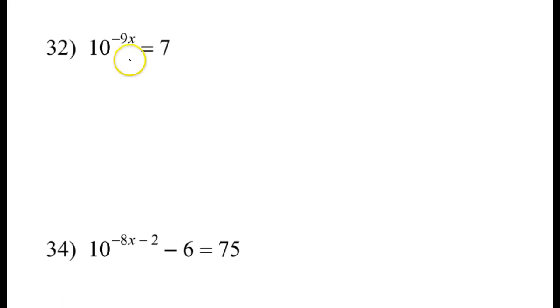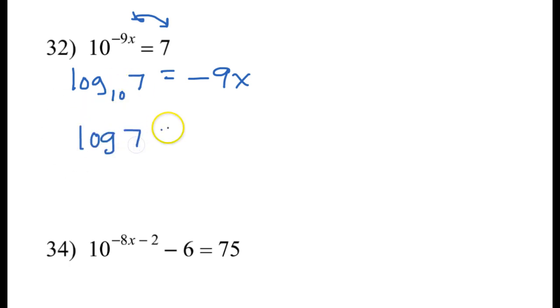All right, let us solve this exponential equation as best we can. There's no algebra 1 stuff that we can do, so I'm going to go straight to changing this to log form. Normally I would go log, then put the base, and then switch the other stuff. So that would be log base 10, and the 7 would go over here, and the negative 9x would go over there. But that's silly because we're not supposed to write base 10. So this is really log 7 is equal to negative 9x.